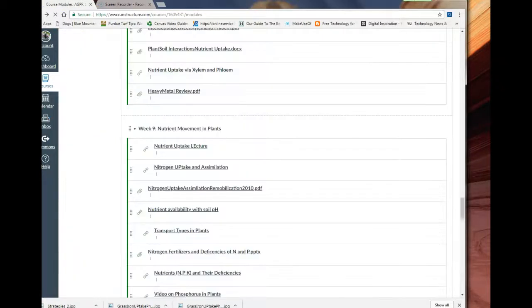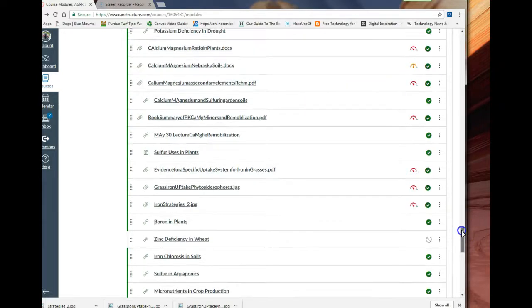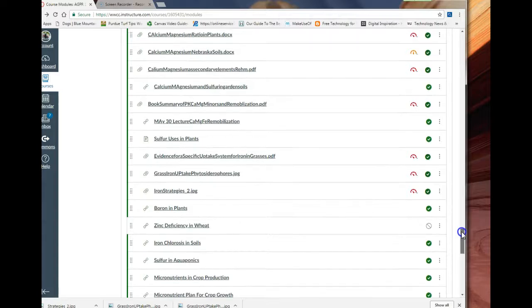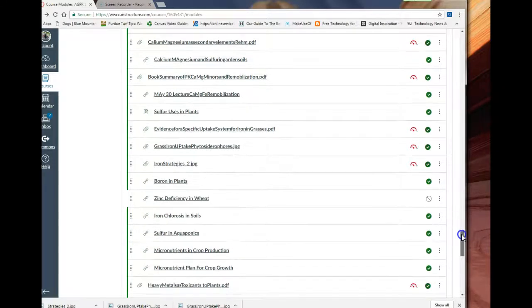Okay, so that should do it for iron uptake. So hopefully that gives you a little bit more background in that it's not just simply iron deficiency, that there are other factors that are involved as well for uptake of iron within plants.